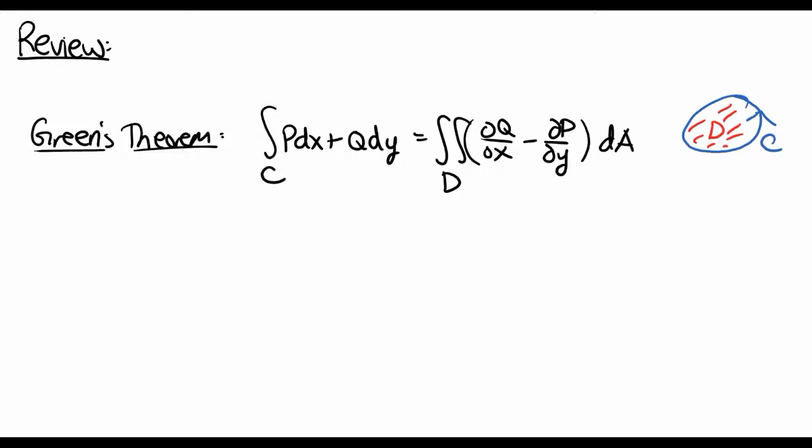Let's review a couple previous theorems before doing the divergence theorem. Green's theorem gives us a way to convert between the line integral of a 2D vector field along a closed curve to a double integral over the region inside the curve using the derivatives of the vector field.